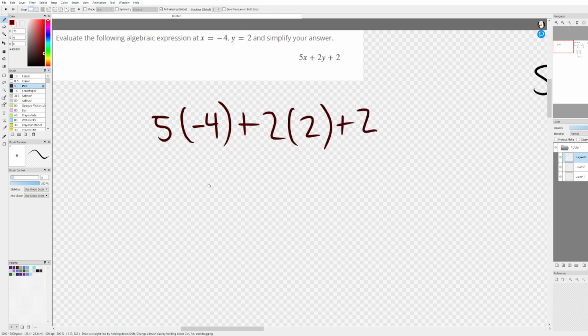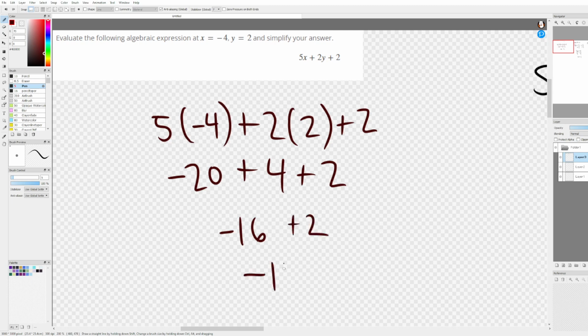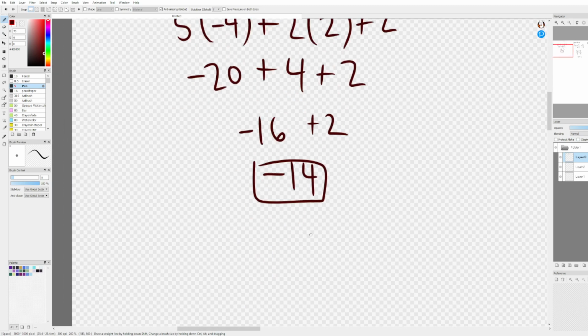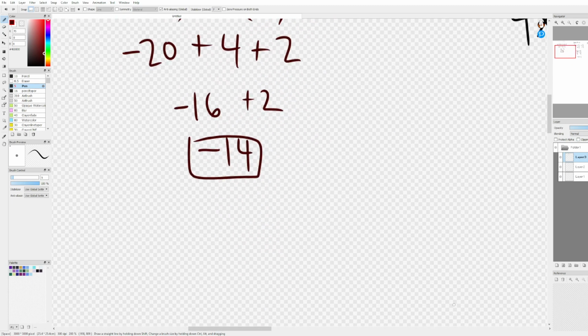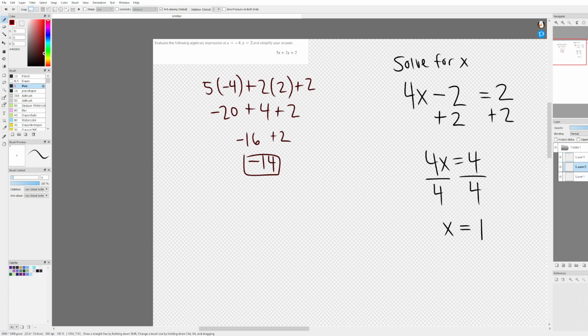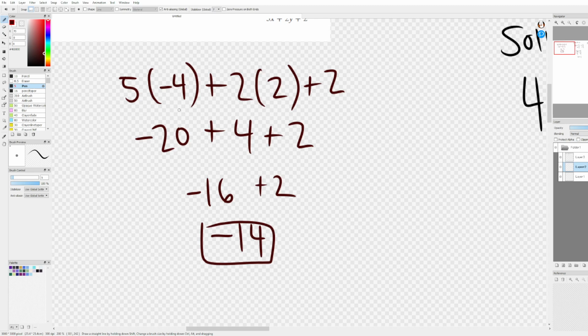plus 2. 5 times negative 4 is negative 20. 2 times 2 is 4. And then plus 2, we'll just keep the plus 2. Negative 20 plus 4 is negative 16. Negative 16 plus 2 is equal to negative 14. So our answer is going to be negative 14. The next example, I thought I had one. Maybe I don't. I think I just had that one example. Basically, you can see how we want to plug stuff in.